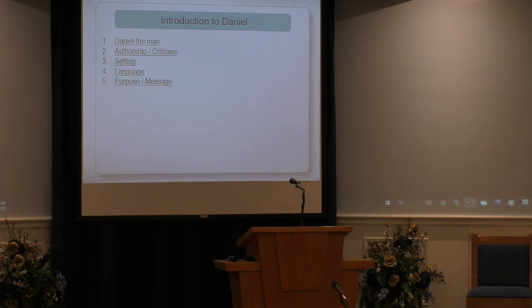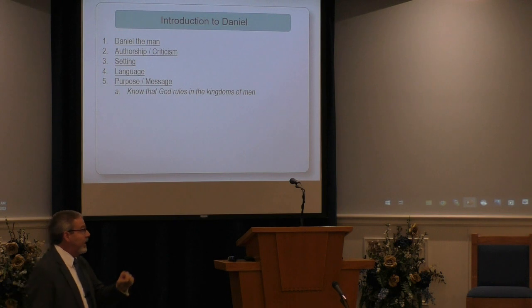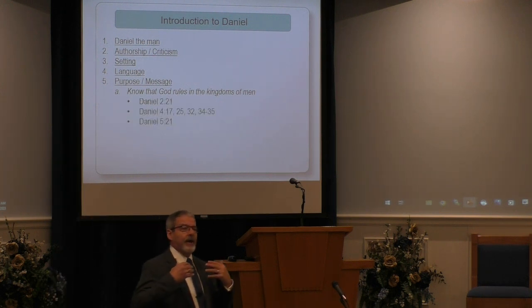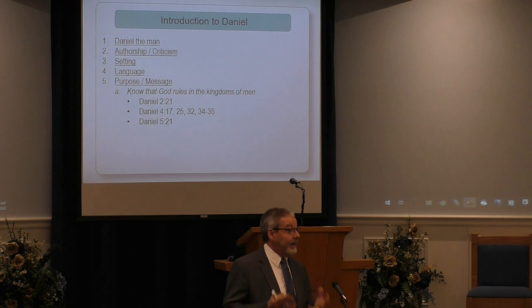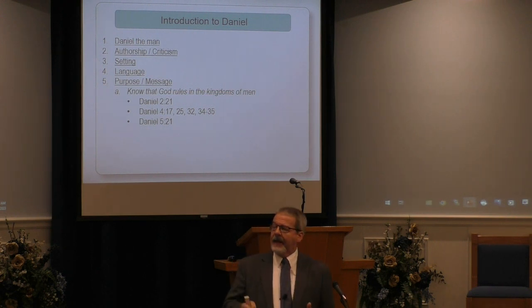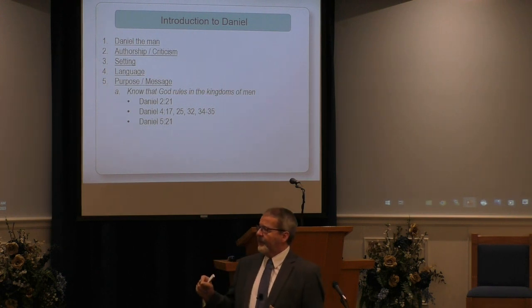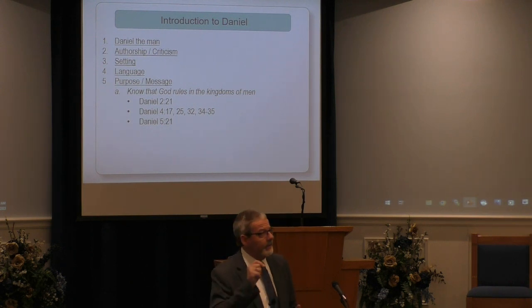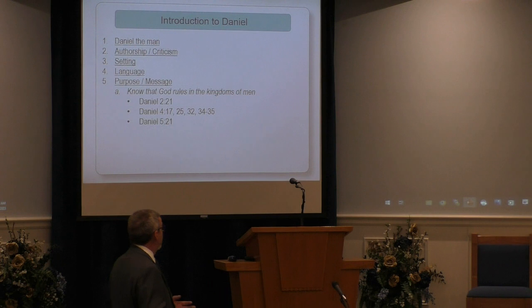Why is this book recorded, and why should we even get anything out of it? The whole point is for us to know, and for the heathen to know, and for the Jews to know, that God rules in the kingdoms of men. Here are the references where that is found. You don't have to write these down, because every time we come across that phrase, or at least that concept, we're going to take note of it. Hopefully you'll underline and highlight this idea: God rules in the kingdoms of men, and God is in control.